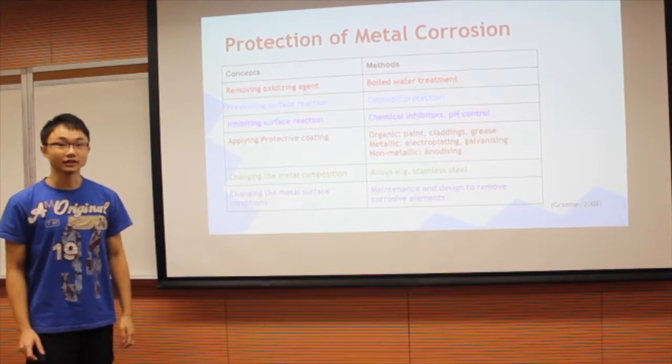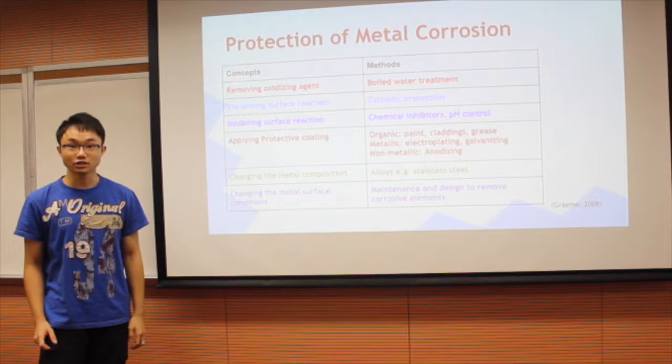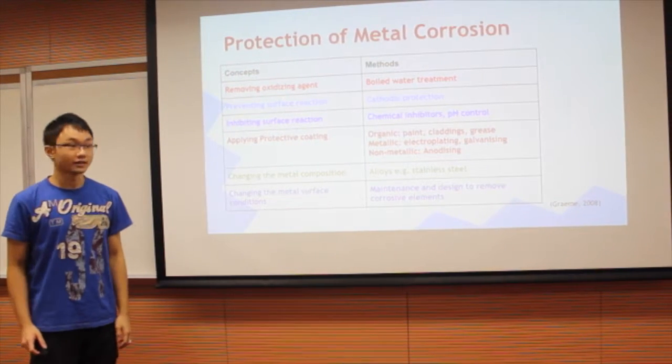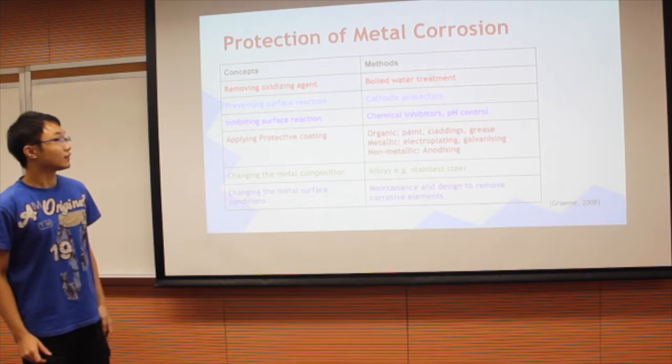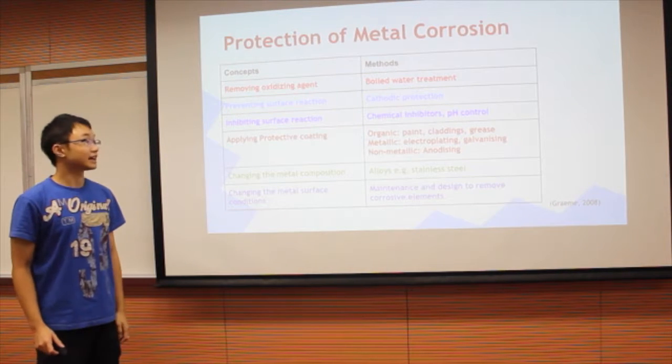I'm Yuk Kwong. Now I'm going to talk about the protection methods for metal corrosion. There are six concepts for preventing metal corrosion. First of all, the removal of oxidizing agent.